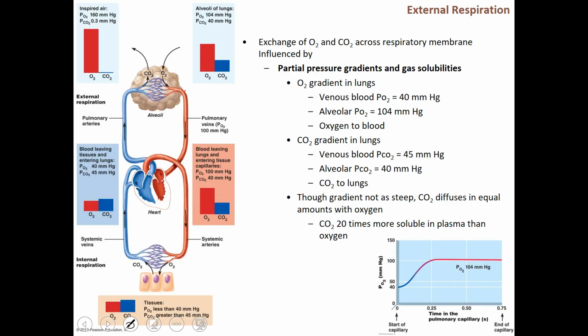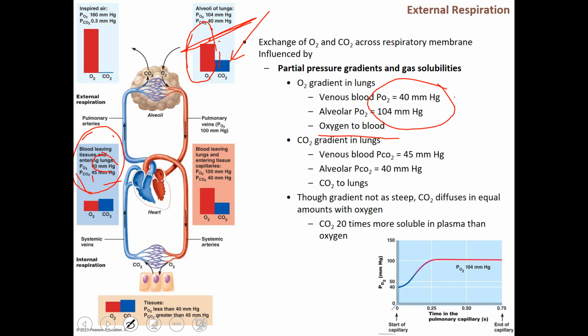Now, in external respiration, oxygen in the alveoli, its partial pressure is 104, and partial pressure of CO2 is 40. You can see these numbers. Meanwhile, the partial pressure of gases in the blood that enters the lungs from the right ventricle, oxygen is 40 and CO2 is 45. So you can see that pressure of oxygen in alveoli is higher than in the blood, which means oxygen diffuses into the blood. It follows the pressure gradient.